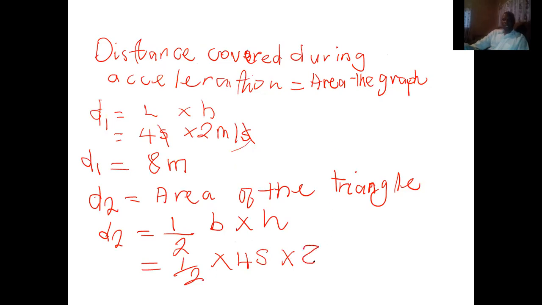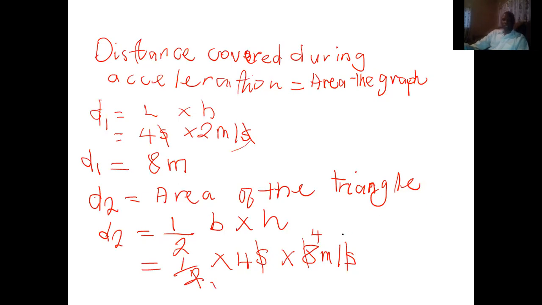It will be 8 meters per second. This second and this second are going to cancel. 2 here, 1; 2 here, 4. 4 times 4 gives us 16, which is equal to 16 meters. That is distance 2.